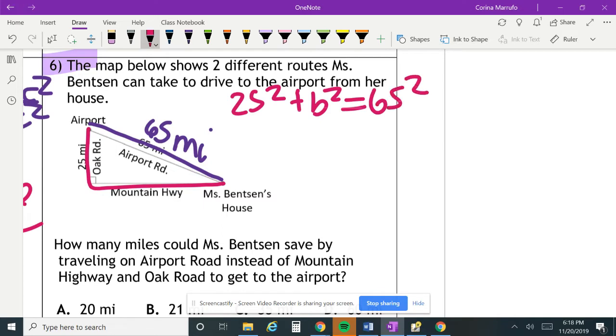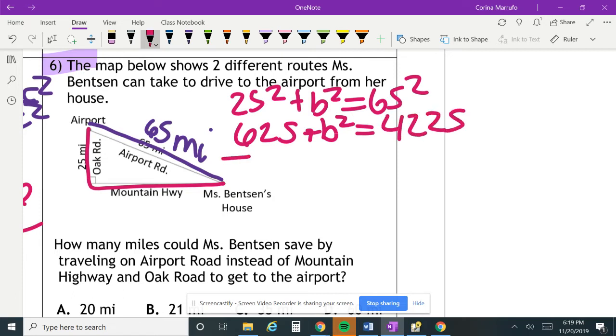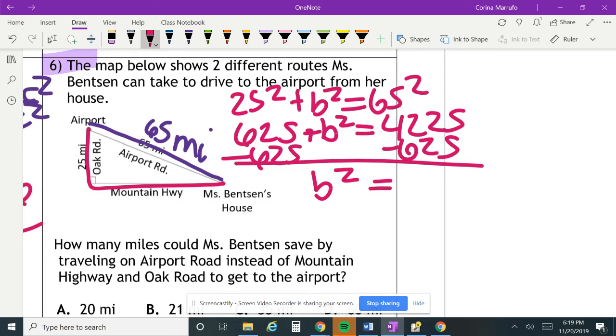So a squared would end up being 25 squared, I believe, is 625. B squared, we don't know, equals, and then 65 squared gives us 4,225. So we subtract the 625 on both sides, and we get b squared equals 3,600. And then we take the square root, and this is actually going to give us b equals 36.